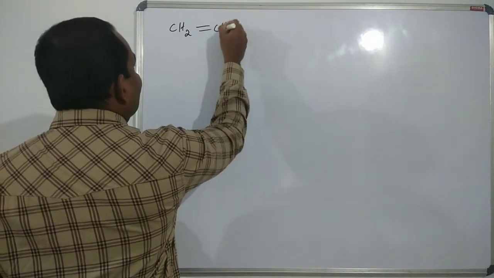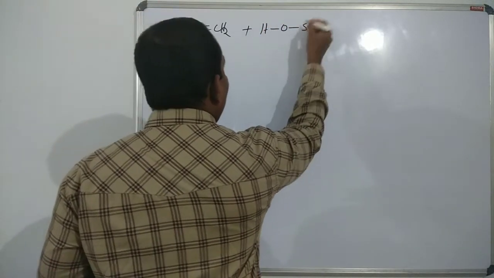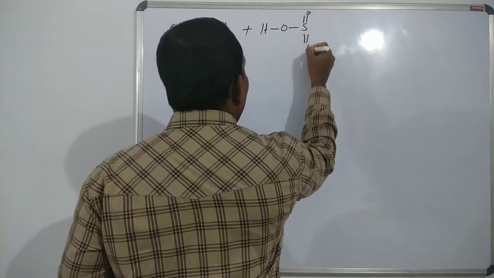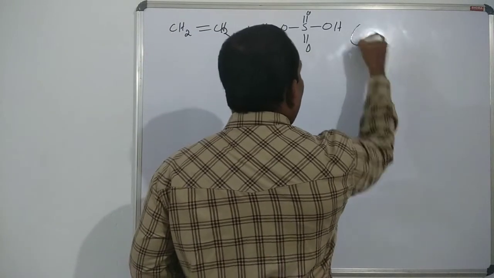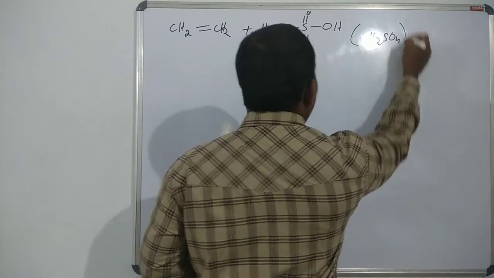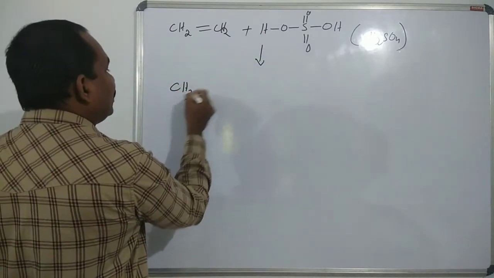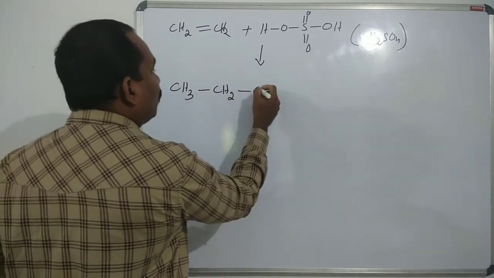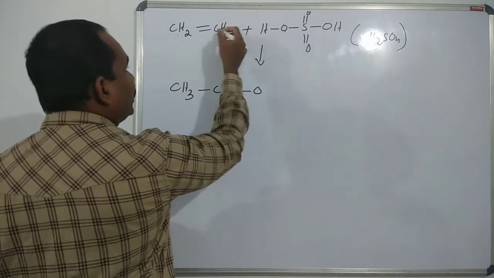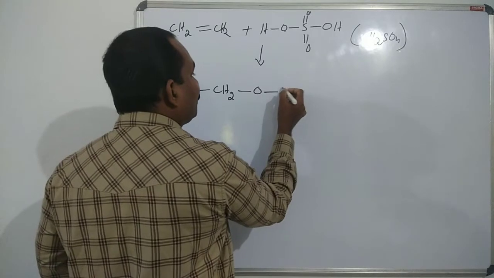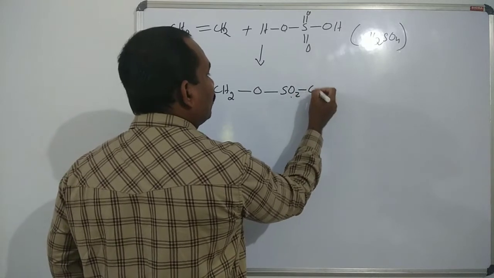CH2 double bond CH2 and sulfuric acid. It is written as HO-S double bond O double bond O-H. It is sulfuric acid, H2SO4. And we get CH3 CH2 O. This hydrogen moves to one carbon atom and the O group is attached to the other carbon, O SO2, these two oxygens are condensed, and OH.